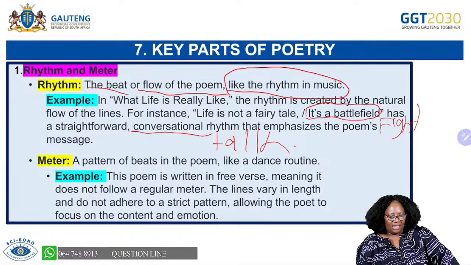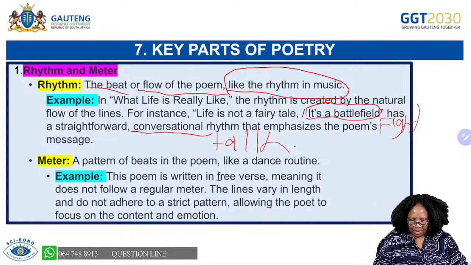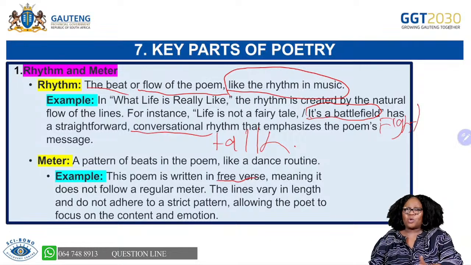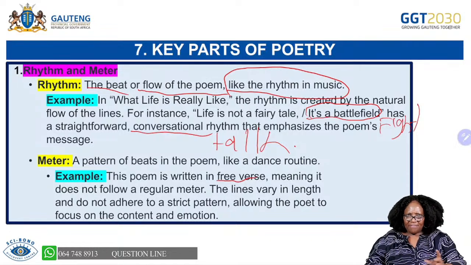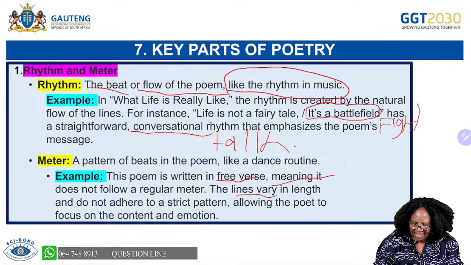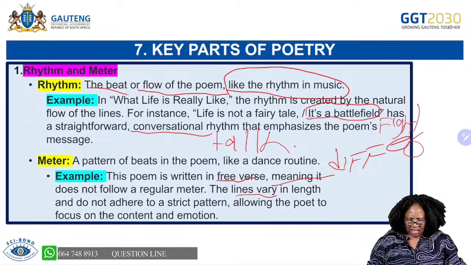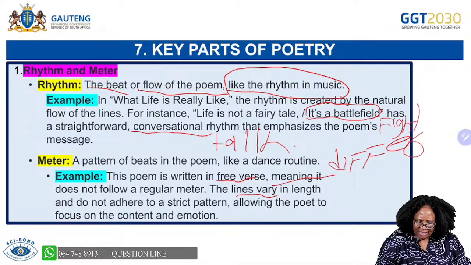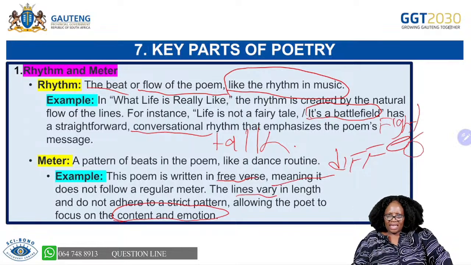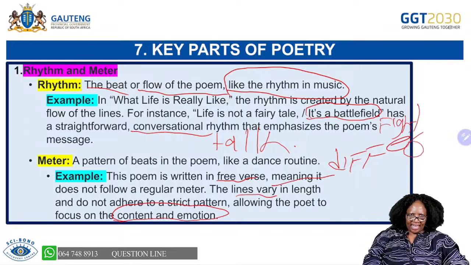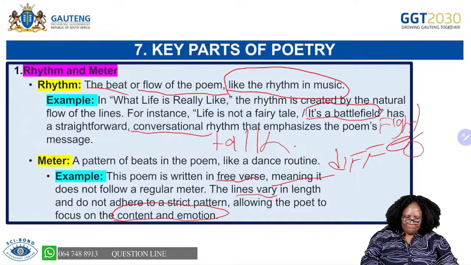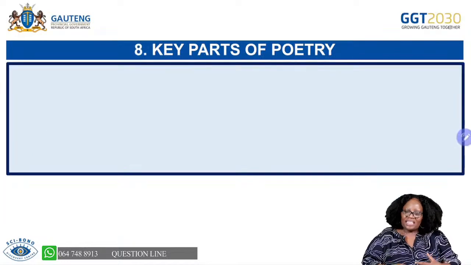This poem, what life is really like, is written in free verse, meaning it does not follow a regular meter. The lines vary, they differ. The word vary means they differ in length and do not adhere to a strict pattern, allowing the poet to focus on content and emotion. Here, we're not looking so much at the beat and the rhythm, but on the content and the emotions.